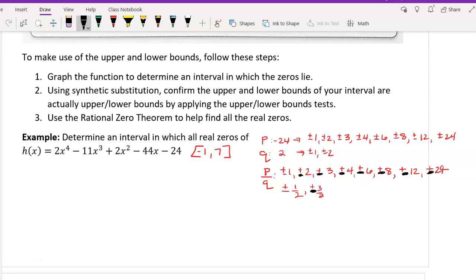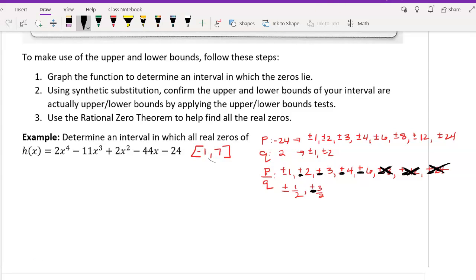All right, so now we can get rid of all values bigger than 7. So this gets rid of the plus 8, the plus 12, and the plus 24. So we just went from 18 different values to 1, 2, 3, 4, 5, 6, 7, 8. So less than half of the values we have to test.